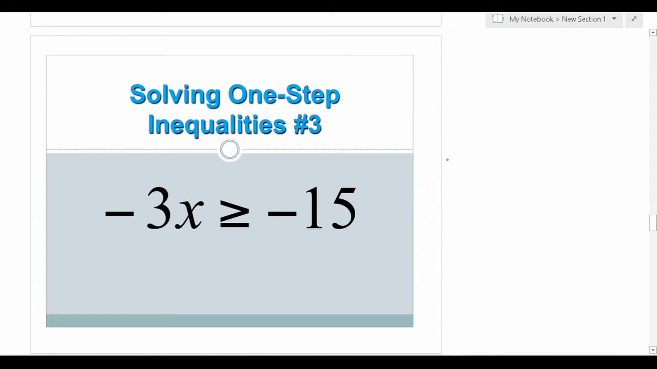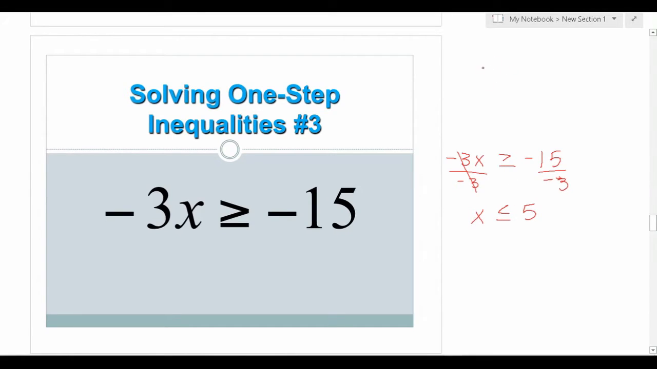All right, number 3. Negative 3x is greater than or equal to negative 15. Again, we're trying to get x by itself or isolate the variable. So that's going to prompt us to divide both sides by negative 3. This crosses out, leaving us with just x. Since we divided across the inequality sign by a negative, that's going to prompt us to flip the direction of the inequality sign from greater than or equal to, to less than or equal to. Negative 15 divided by negative 3. Negative divided by a negative is going to be a positive 5.